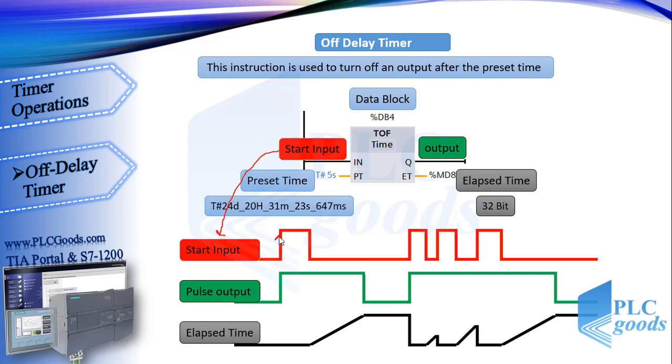When the start input goes to 1, the output starts immediately. But when the start input goes back to 0, the output will be off after the preset time. Here, when the start input goes to 0, the elapsed time output starts from 0 to 5 seconds, after that, the output will be off.